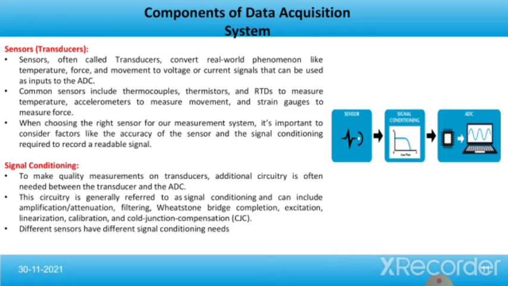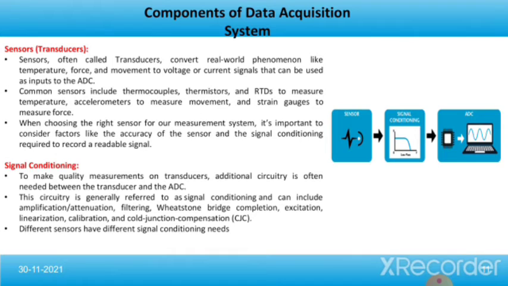Next is the sensor. Sensors, often called transducers, convert real-world phenomena like temperature, force, and movement to voltage or current signals that can be used as inputs to the ADC. Common sensors include thermocouples, thermistors, and RTDs to measure temperature, accelerometers to measure movement, and strain gauges to measure force. When choosing the right sensor for our measurement system, it's important to consider factors like the accuracy of the sensor and the signal conditioning required to record a readable signal.